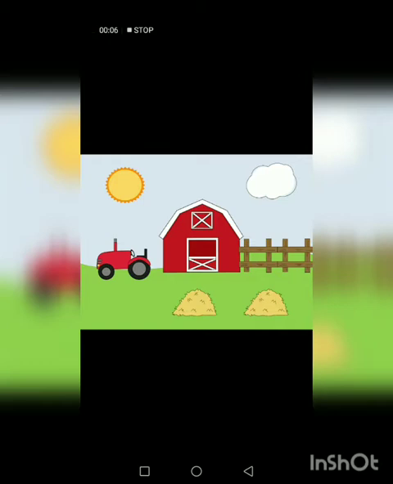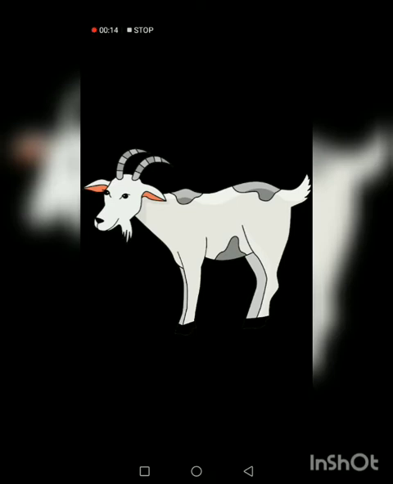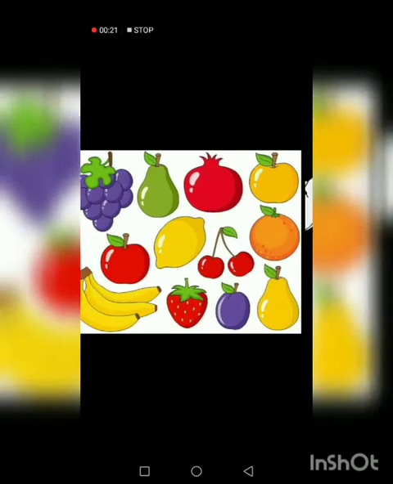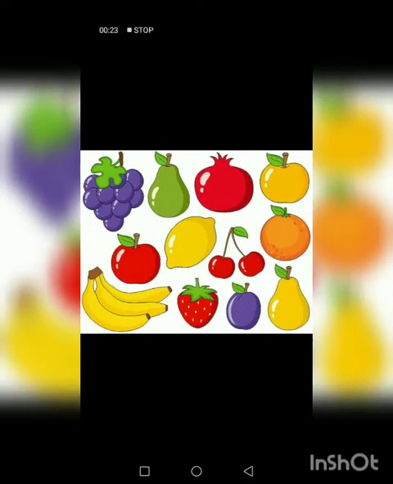Look at this picture. What can you see in the picture? What's this? It's a farm. مزرعة. And what about this animal? It's a goat. What about this picture? What can you see in the picture? I can see fruit.